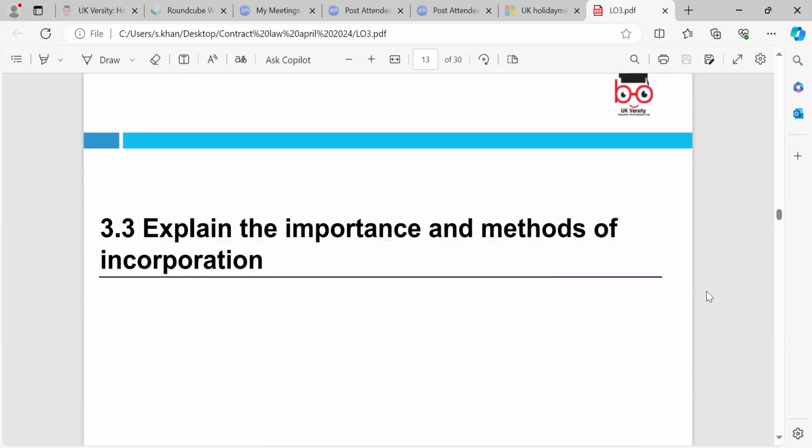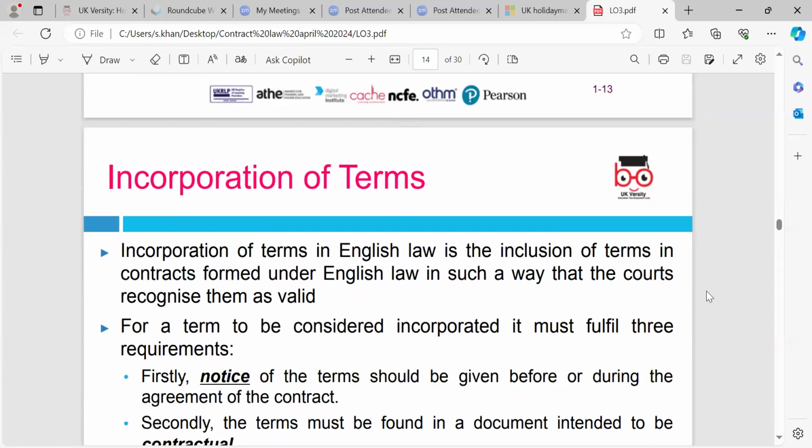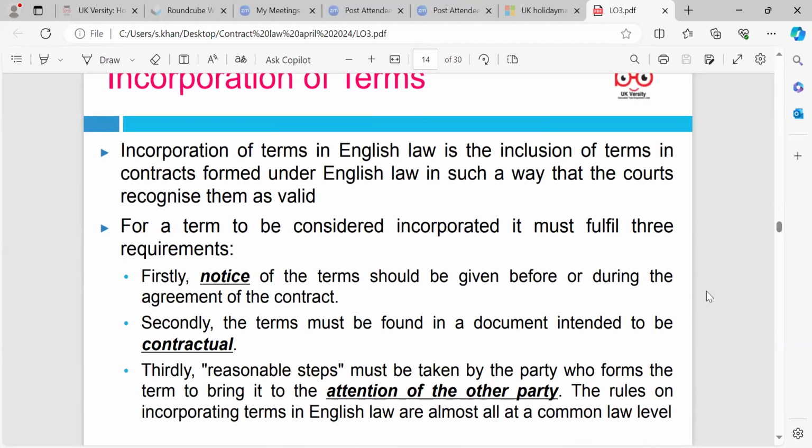So now we're going to go on to look at 3.3, which is explaining the importance and methods of incorporation. So, incorporation of terms. Incorporation of terms in English law is the inclusion of terms in contracts formed under English law in such a way that the courts recognise them as valid.